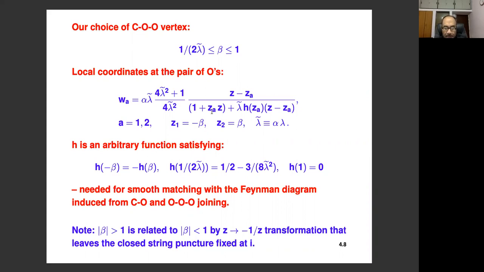Okay, you can easily convince yourself that at beta equal to 1 over 2 lambda tilde, this matches up correctly. And this h is an arbitrary function with these boundary conditions. This is what ensures that at beta equal to 1 over 2 lambda tilde, this matches up the W1 and W2 that we found earlier. And this condition h of 1 equal to 0 essentially ensures that the choice of local coordinate remains invariant under beta goes to minus 1 over beta, or z goes to minus 1 over z at the boundary.